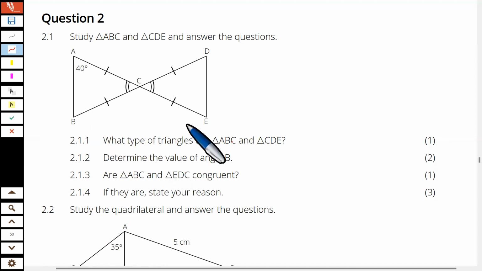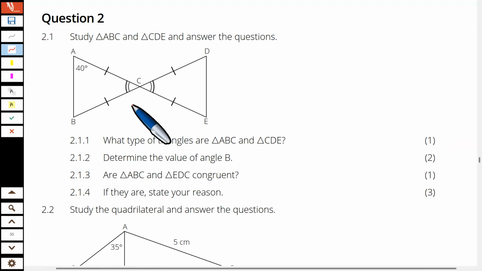Triangle ABC and triangle CDE? What kind of triangles are these? Congruent triangles? Right, let's take a look and think very carefully.